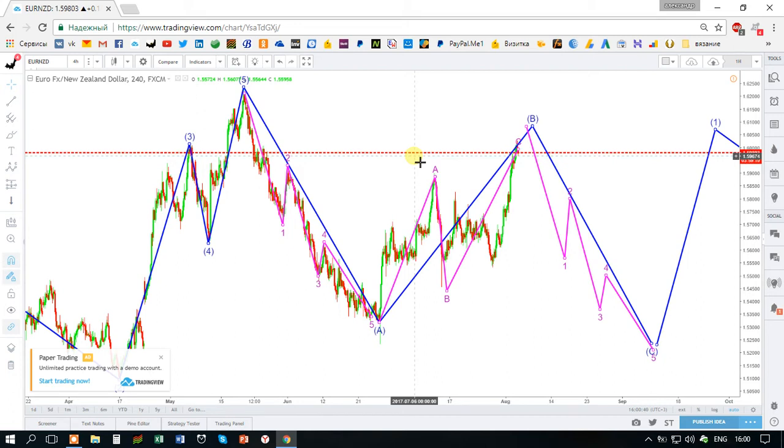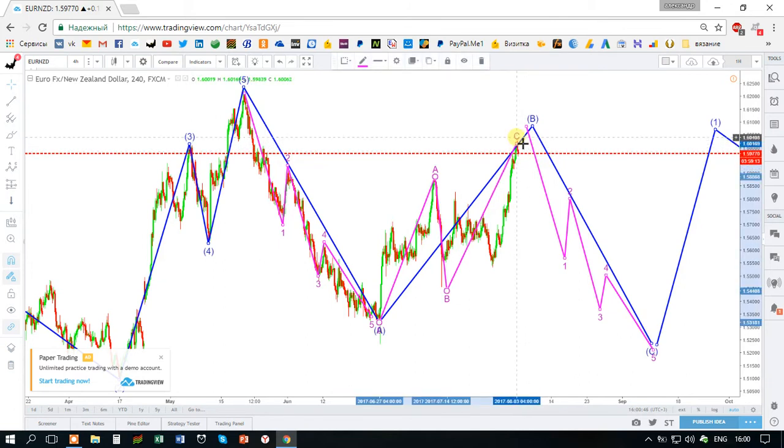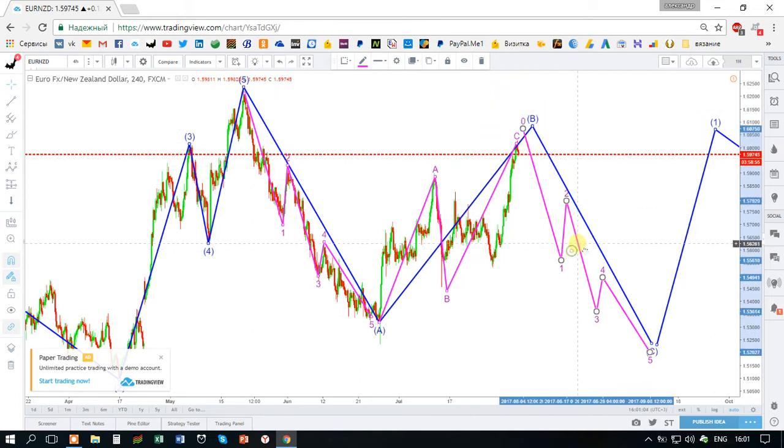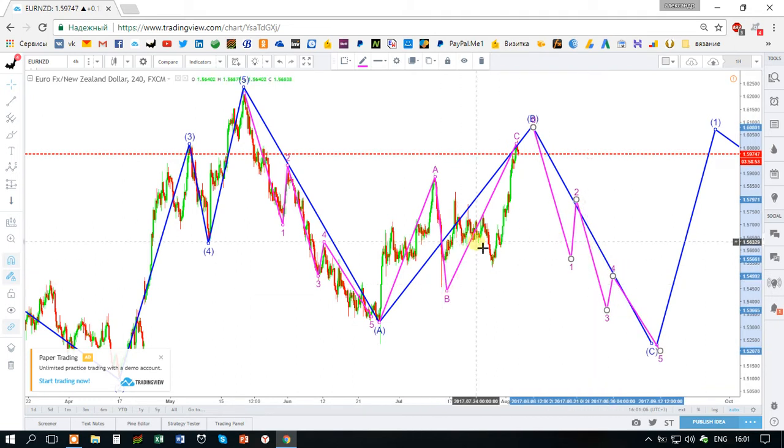Okay, so what I'm looking at here, as I know, is that this ABC correction should end somewhere here. So what is my plan? I know that we should have another impulse to the downside. That's why I copied that. The only thing is, where should I enter? When should I enter? And here is a very nice method of using advanced formations.